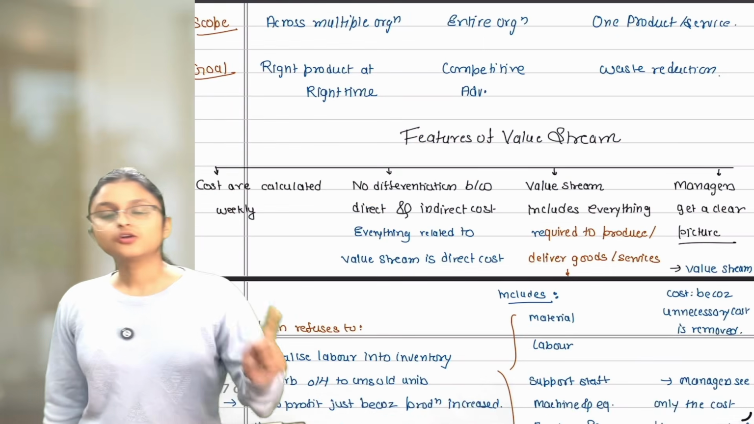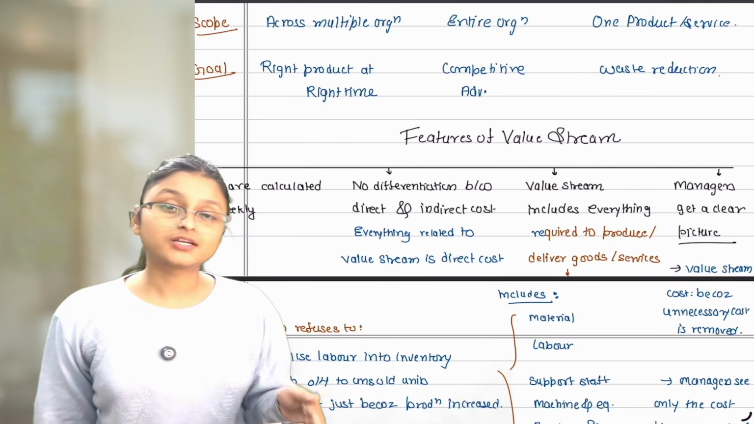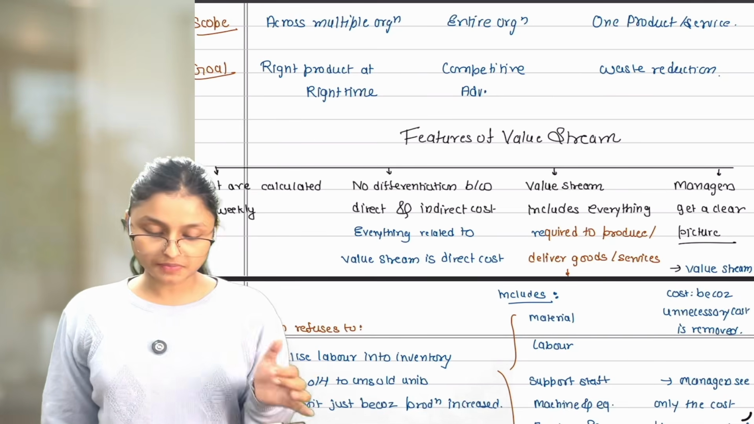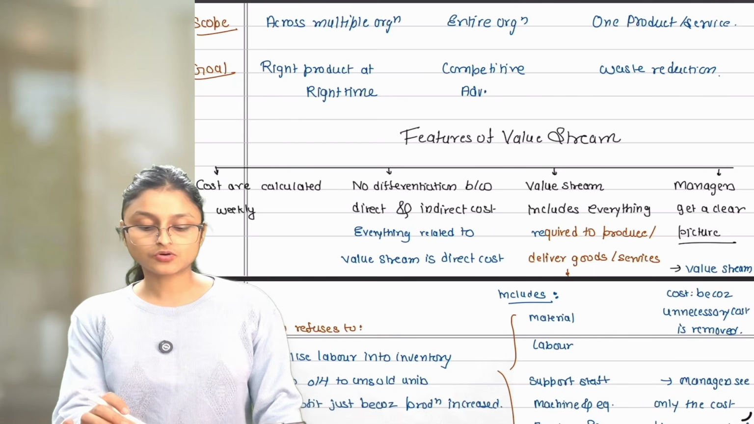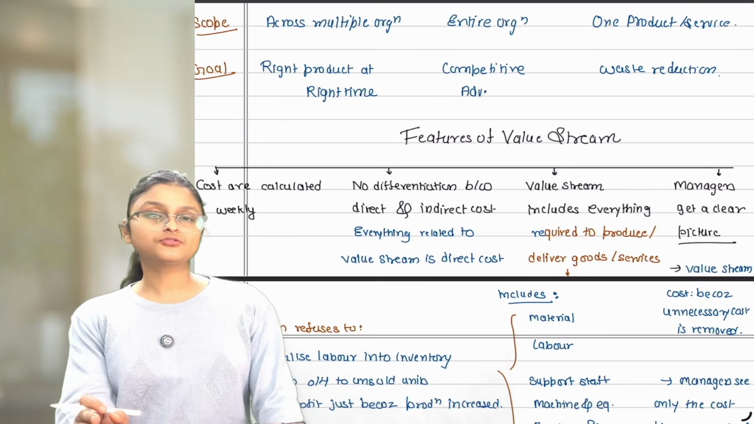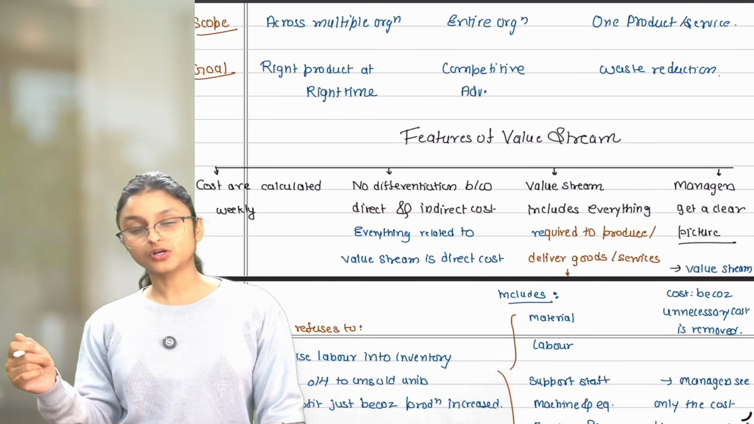Features of value stream: costs are calculated weekly, not monthly, not quarterly. We'll calculate weekly so that we can get early feedback. No differentiation between direct and indirect costs. If they are related to the value stream, both of these costs will be treated as direct cost. No bifurcation on the basis of product.